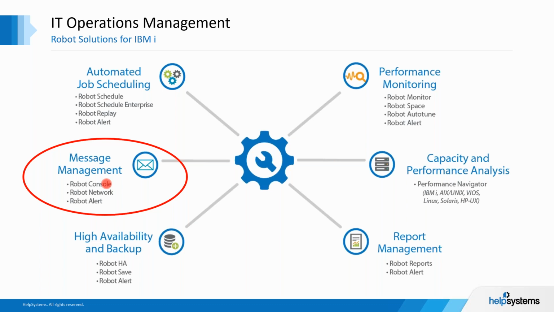Just so you're aware, in our Robot product line, we also do backup and HA with our Robot HA and Save products. We have a real-time performance monitoring tool called Robot Monitor, disk storage monitoring called Robot Space. Performance Navigator, if you're a fan out there, is now part of our Robot product line, part of our capacity and performance analysis branch, and then spool file or report management via Robot Reports.